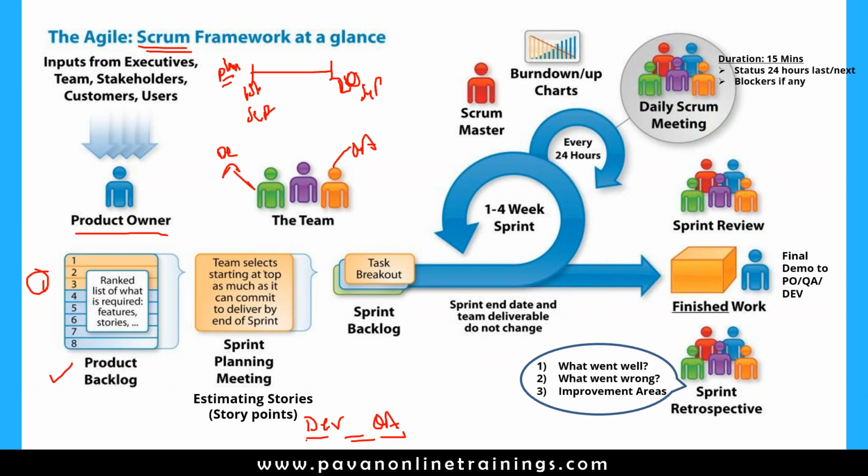So during sprint planning, the developer as well as QA will sit together and they will give an estimation for every story. And normally this estimation will be given in the Fibonacci series, not in hours, not in days.